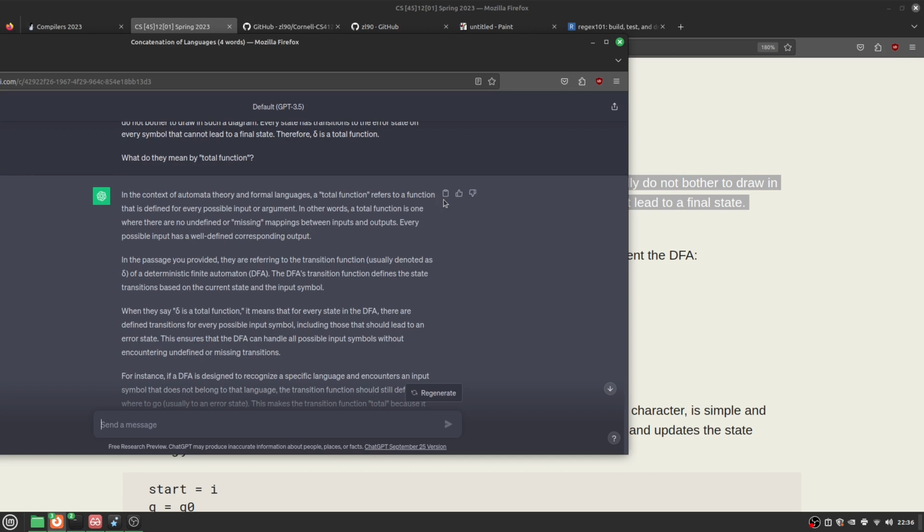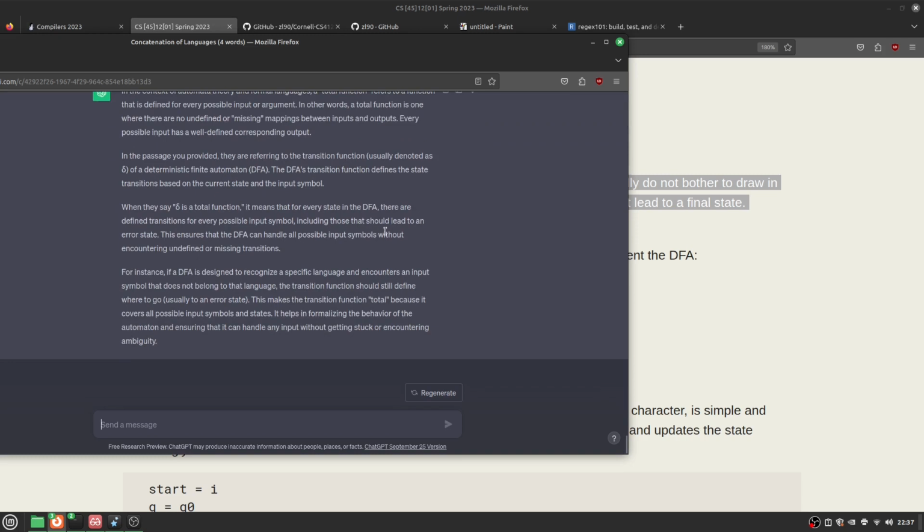In the passage you provided, they are referring to the transition function, usually denoted as delta, of a DFA. The DFA's transition function defines the state transitions based on the current state and the input symbol. When they say delta is a total function, it means that for every state in the DFA, there are defined transitions for every possible input symbol, including those that should lead to an error state. This ensures that the DFA can handle all possible input symbols without encountering undefined behavior.